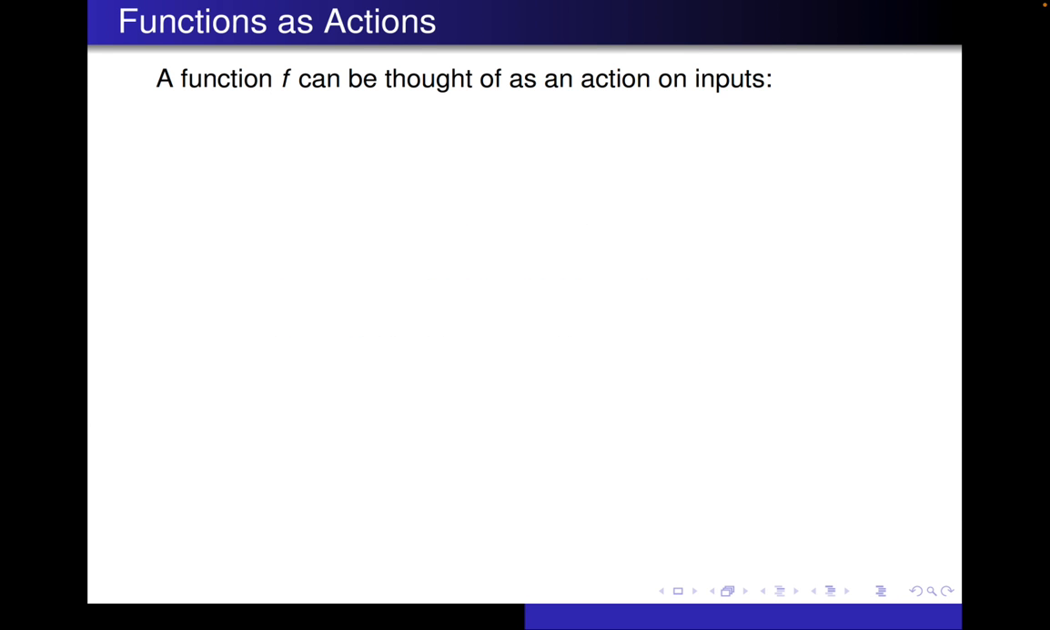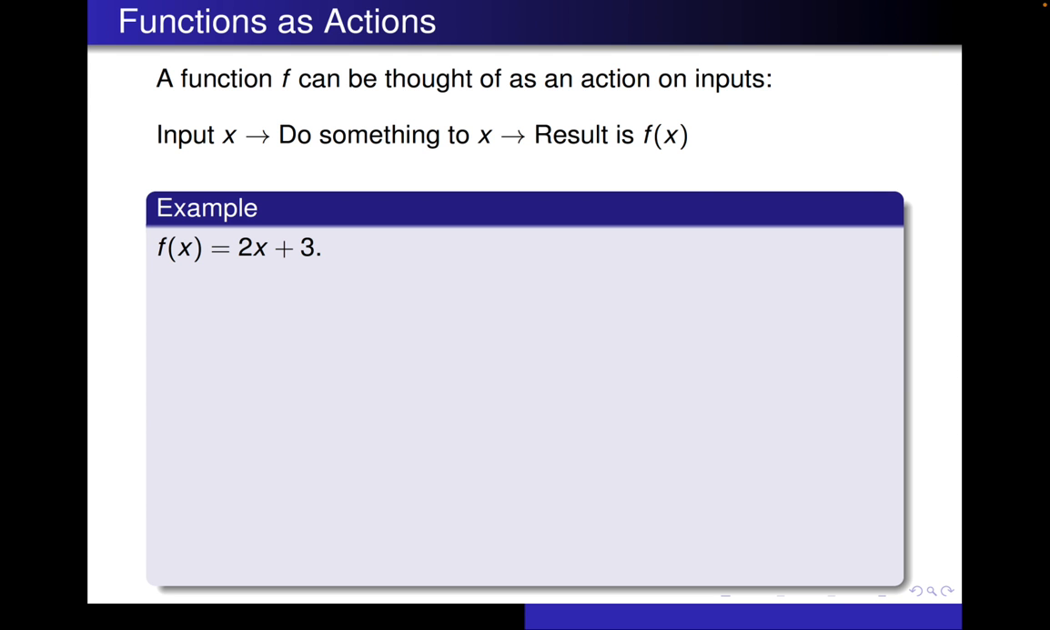Alright, so a function f can be thought of as an action on inputs. That's part of our input-output model, right? So you take your input x, you do some kind of action to x, and that gives you your result, which is f of x. So for example, if we're looking at the function f, whose formula is given by f of x equals 2x plus 3, we can actually think of this, not just as one action, but as two actions, right?